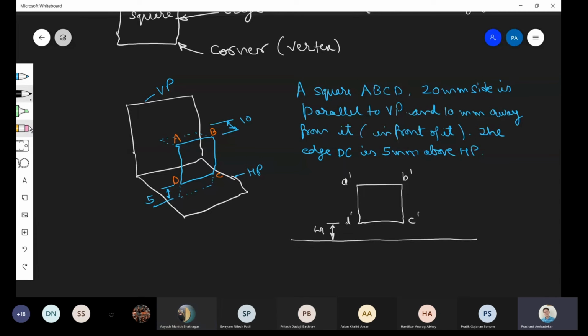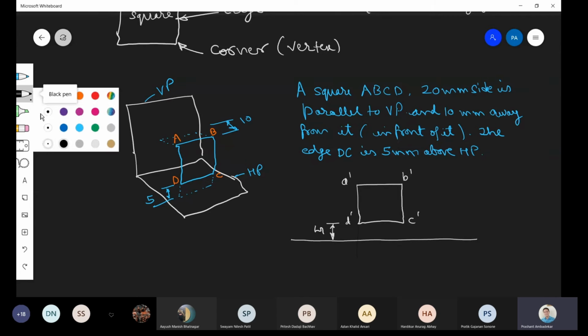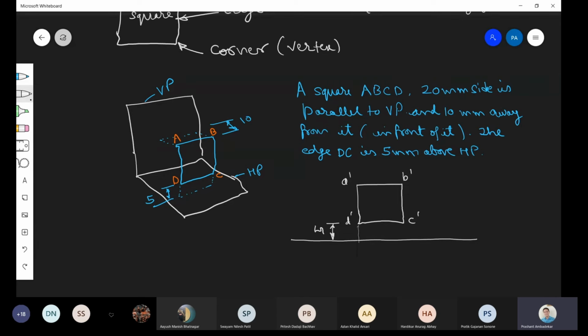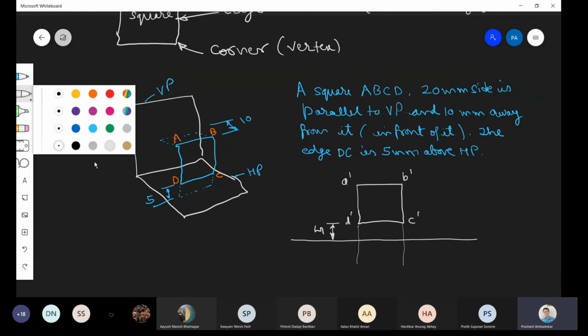Okay, and then what will we do? We will draw the top view. So for drawing top view, what will we do? We'll project it like this and like this. So here we have to draw the top view now. And top view, what you will see in the top view? Can anyone tell me now?